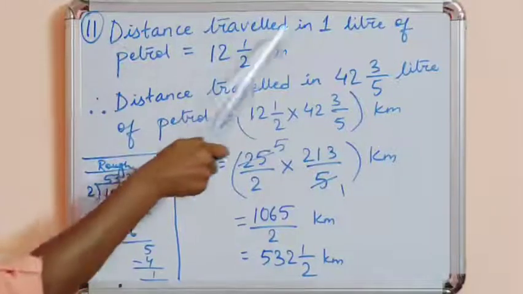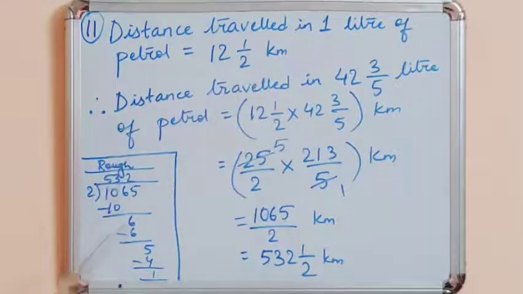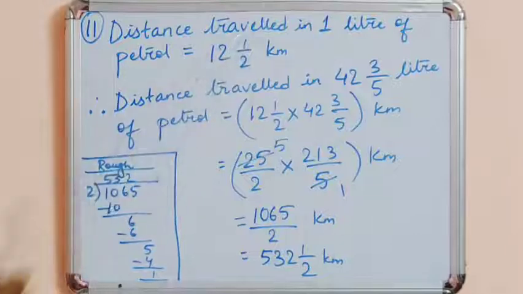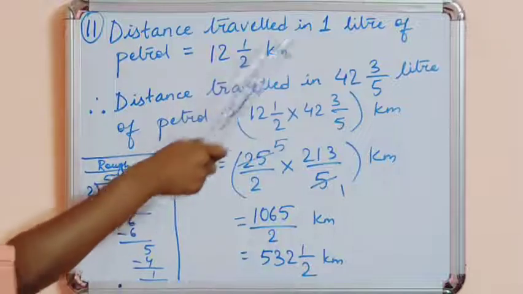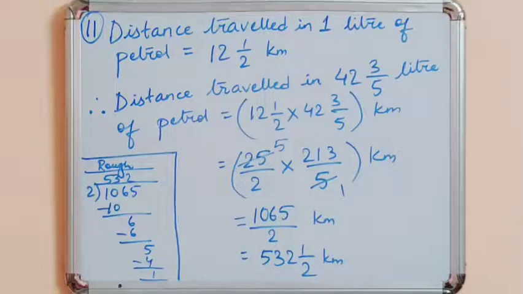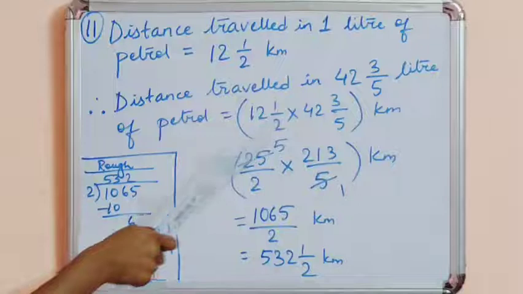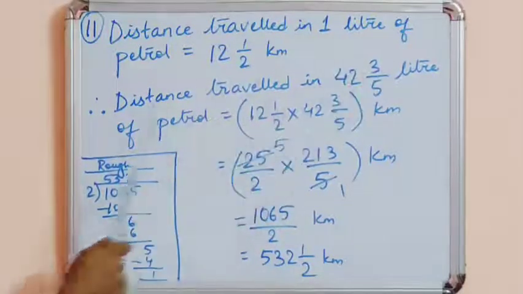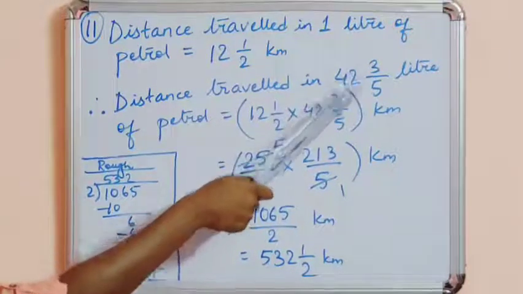So distance traveled in 1 liter of petrol is 12 1/2 kilometer. By using 1 liter of petrol, it can travel this distance. So if it is using 42 3/5 liter of petrol, that means it is using more petrol. So the distance traveled will automatically increase. So for increasing the distance here, we have to multiply. Therefore, distance traveled in 42 3/5 liters of petrol is 12 1/2 kilometer into 42 3/5.